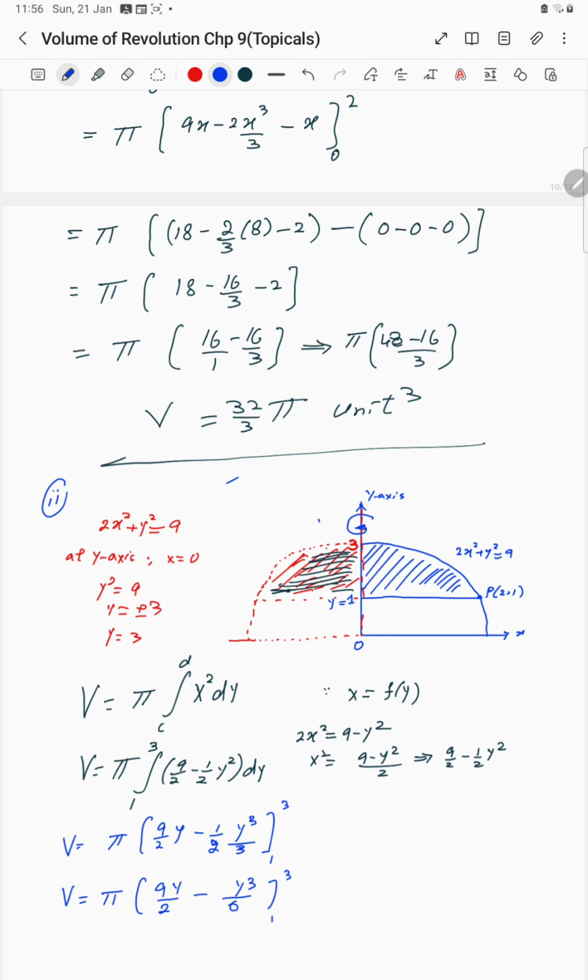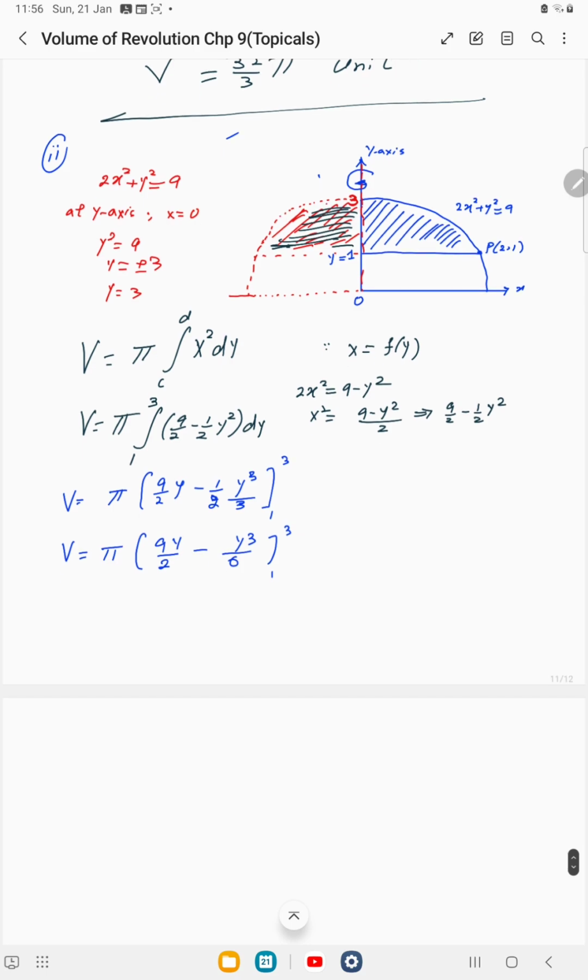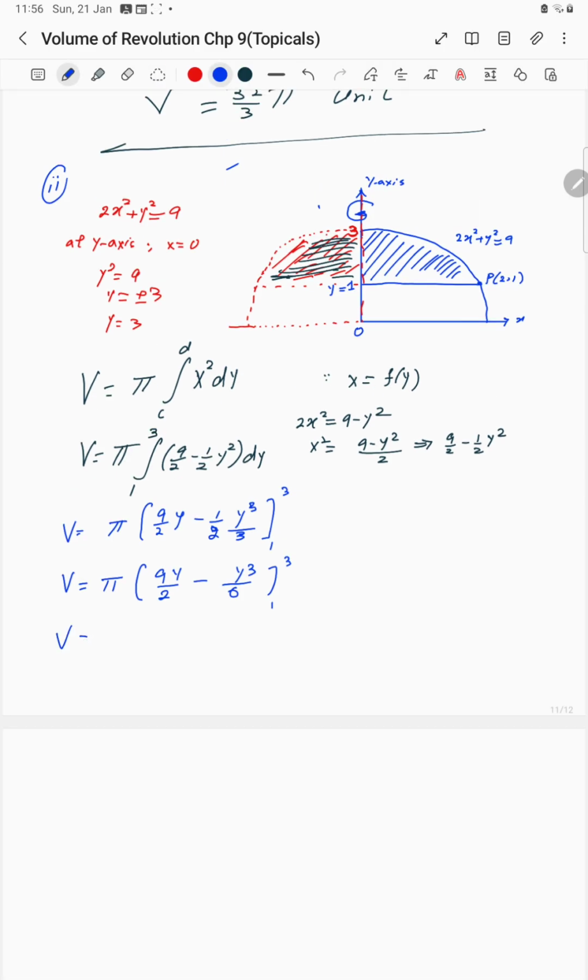Now apply the limits. Let's see what comes. Here you need to be very careful while applying the limits. First, we always apply the upper limit in place of the variable. So 9 times 3 is 27 by 2 minus 3 cubed is 27 by 6, because this is 6, minus the lower limit 1: 9 times 1 is 9 by 2 minus 1 cubed is 1 by 6. Now you can simplify further.